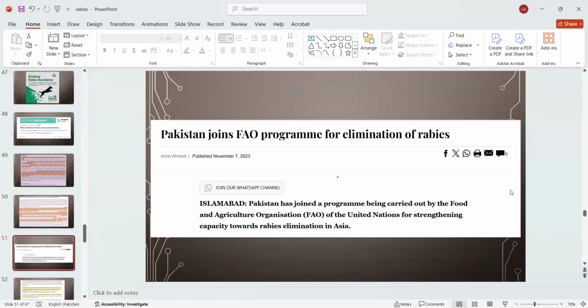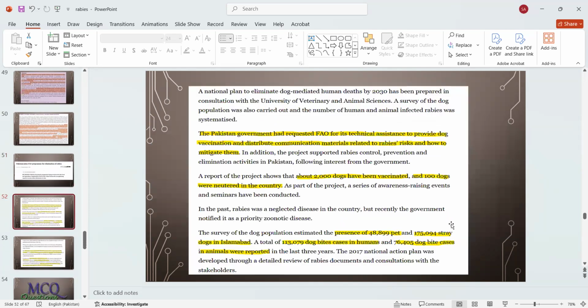Pakistan joins the Food and Agriculture Organization program for elimination of rabies. Pakistan has joined a program being carried out by the Food and Agriculture Organization of the United Nations for strengthening capacity towards rabies elimination in Asia. Pakistan's government has requested the Food and Agriculture Organization for technical assistance to provide dog vaccination and distribute communication materials related to rabies risks and how to mitigate them.